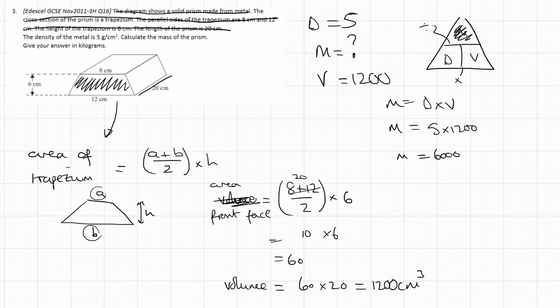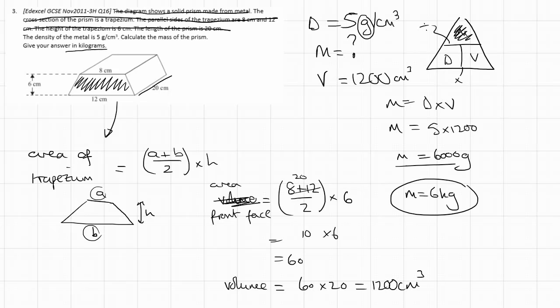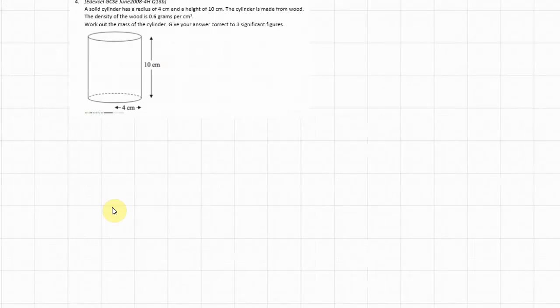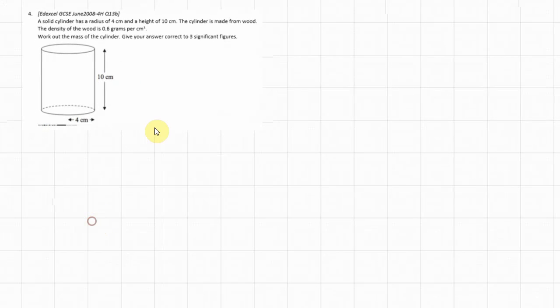Let's think of our correct units. Give your answer in kilograms. This is 6,000 grams because this is grams per centimeters cubed, and we've used centimeters cubed for the volume. So we keep the unit that's there, grams. The answer in kilograms would then be 6 kilograms. So this is the correct answer here, and that is what they've wanted, and maybe that would get you your 4th mark in a 4-mark question or something like that. Okay, this one here.